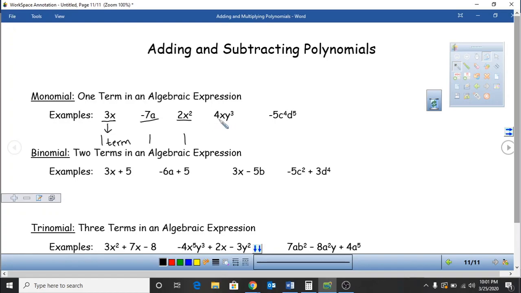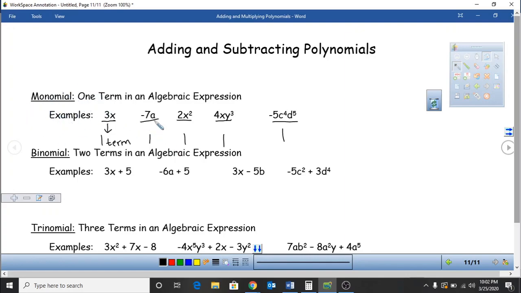And then here, we have 4xy cubed. If you look at it, you might be asking, wouldn't you consider this two things, because now you have two variables? But if you pay close attention, notice how none of these things are being separated by pluses or minuses. Since they're not being separated by plus or minus, and instead they're being multiplied, we just consider this one term. Similarly here, negative 5c to the power of 4 b to the power of 5. Again, we're going to consider this just one term because there are no pluses or minuses.